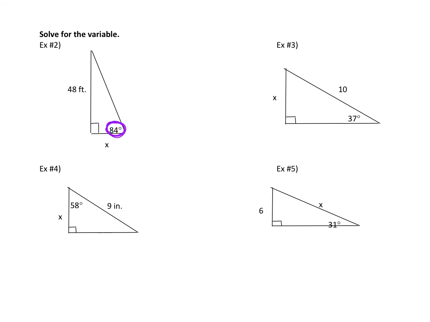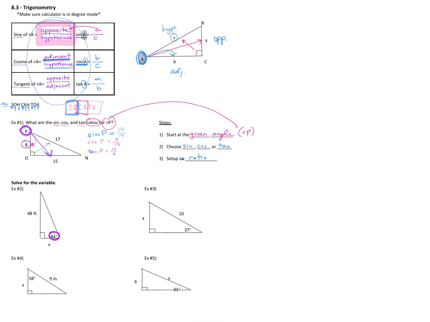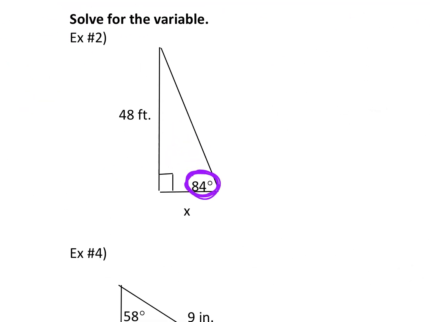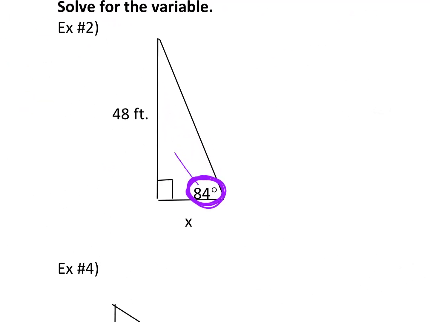Here's 84. Then what you do from there is you ask yourself what trig function, so same rules apply. Start from the given angle. Now choose, am I using sine, cosine, or tangent? Now look at what you have. From 84, what side do we call this? That's the opposite side. What side do we call this? The adjacent side. So if you have the opposite side and the adjacent side, which trig function uses those two? Tangent, right? That's the TOA part, opposite over adjacent.